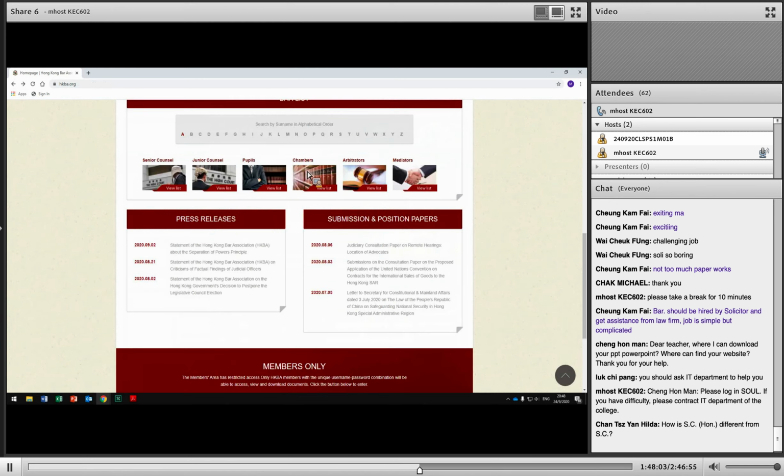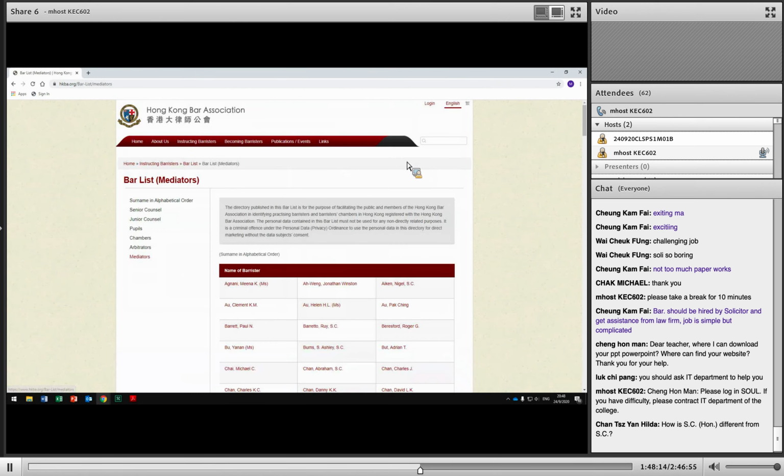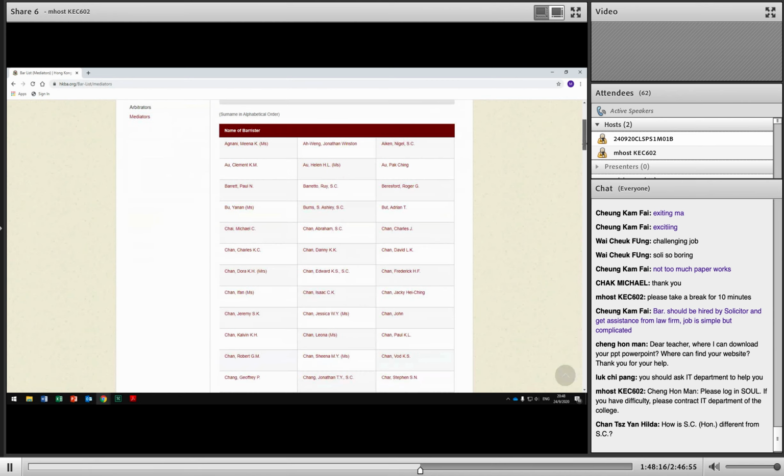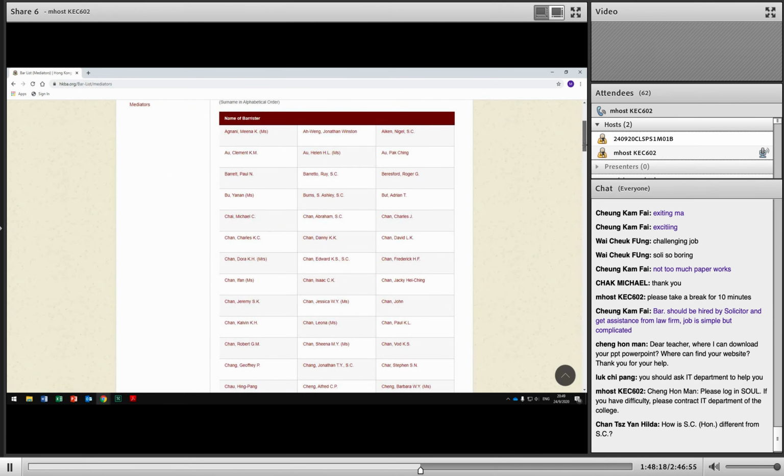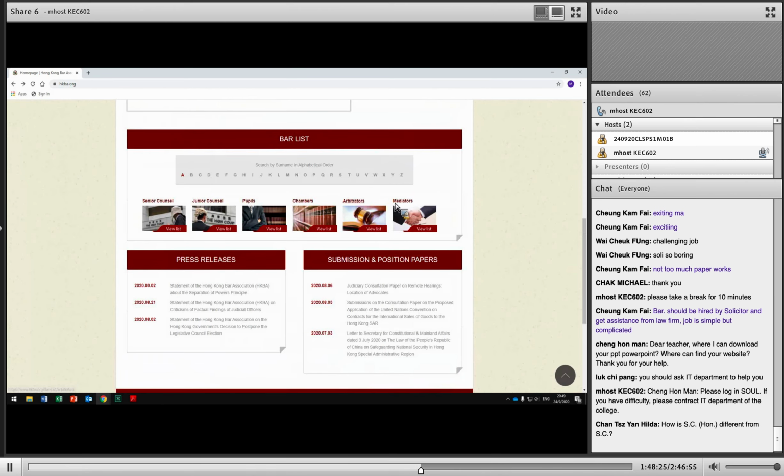Also, you can find many barristers who are also arbitrators and also mediators. So it's the list of arbitrators who are also barristers, and also the list of mediators who are also barristers. Later on in chapter 8, you will learn more about arbitration and also mediation.